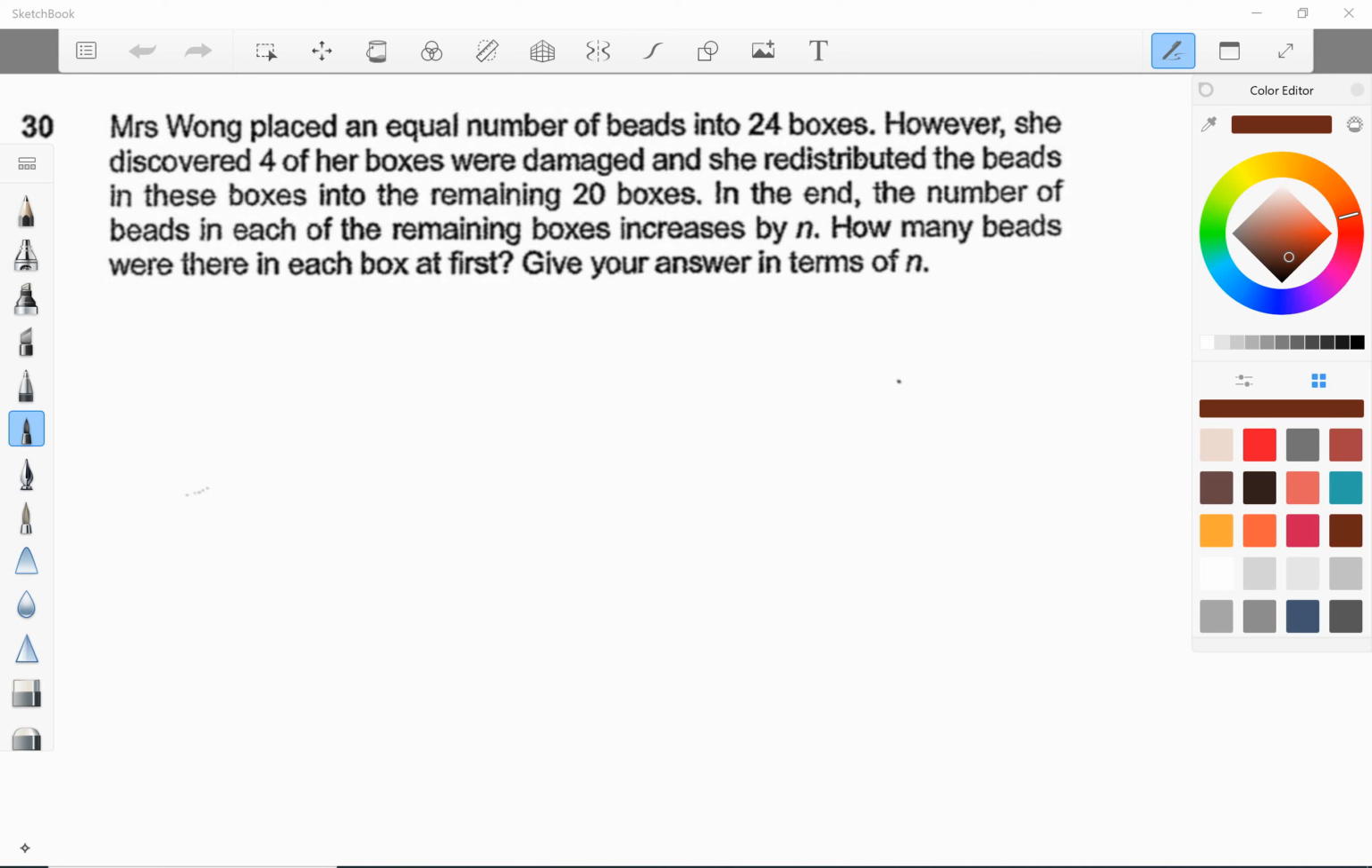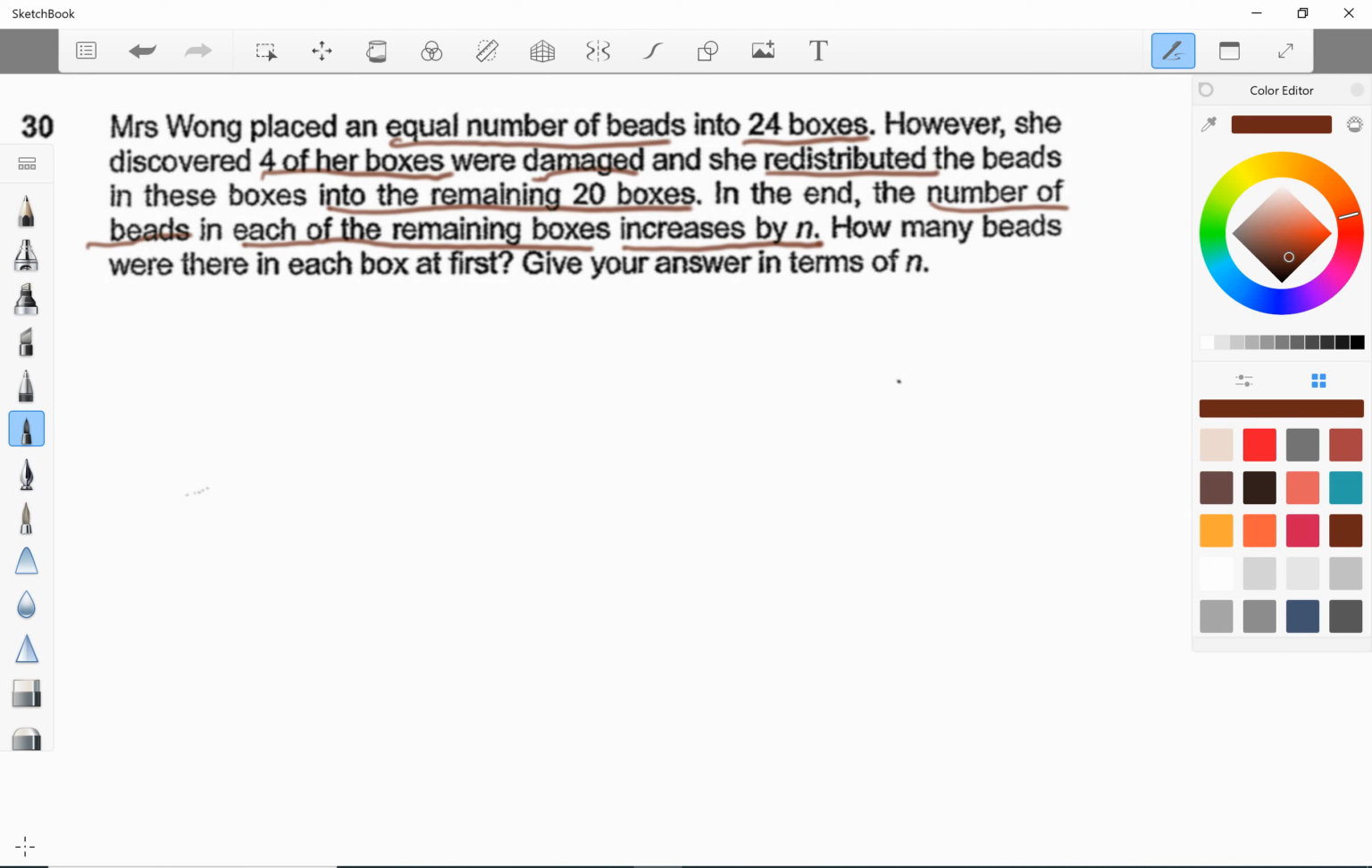Mrs. Wong placed an equal number of bits into 24 boxes. So we know equal number of bits goes into 24 boxes. However, it was discovered that 4 of her boxes were damaged. And because of that, she had to redistribute the bits into the remaining 20 boxes. As a result, the number of bits in each of the remaining boxes increases by n. So the number of bits in each of the remaining boxes increases by n, went up by n.